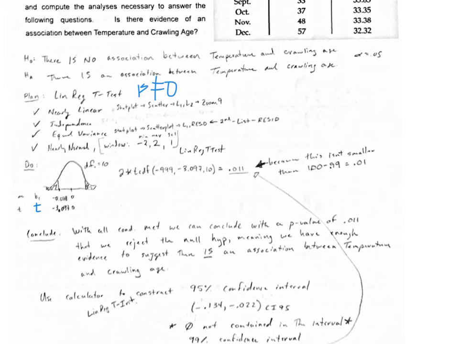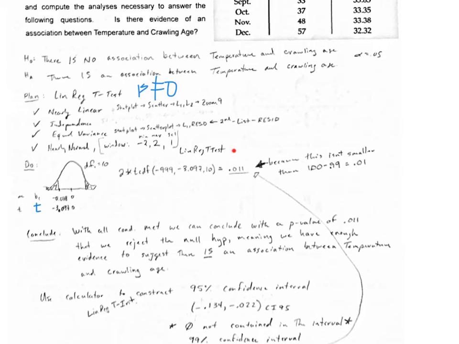So TCDF, or 2 times TCDF, since it's two-tail, from -infinity to -3.097, degrees of freedom 10, I'm going to use a laser pointer, is this p-value, 0.011. And forget this, or I'll come back to that later. And forget this comment too, that's later.